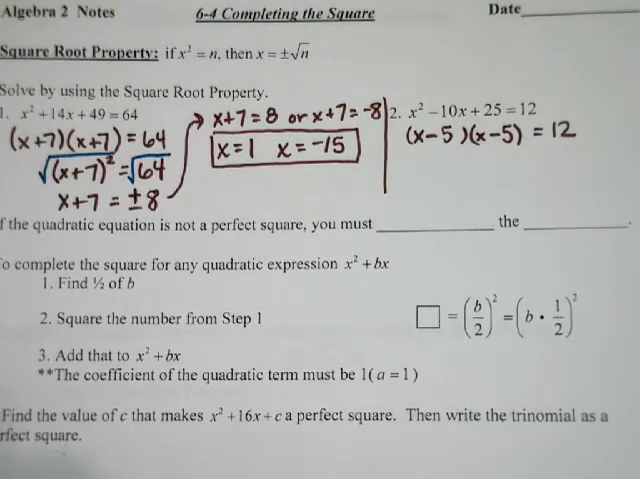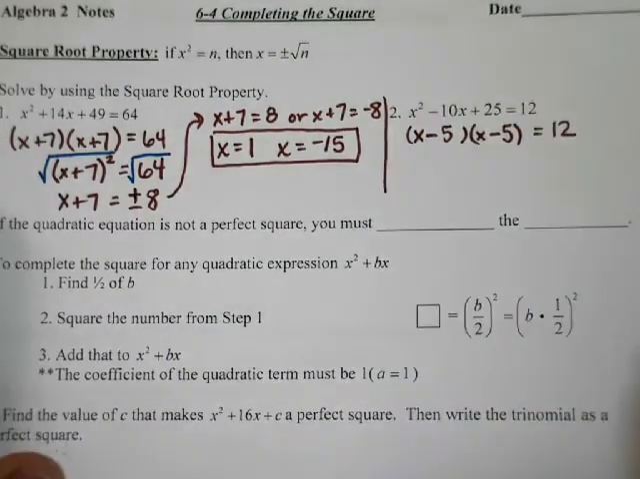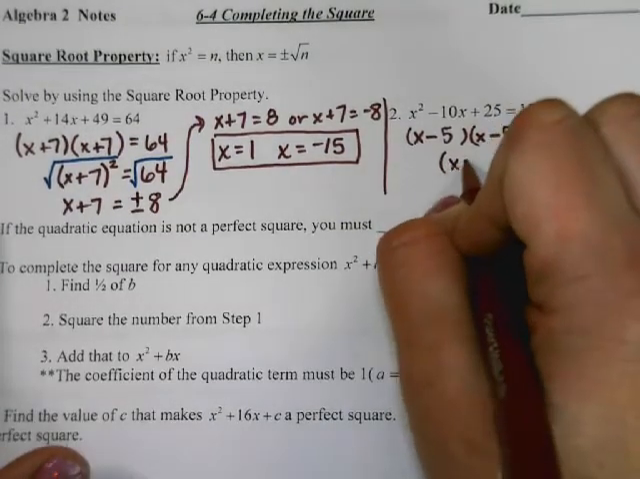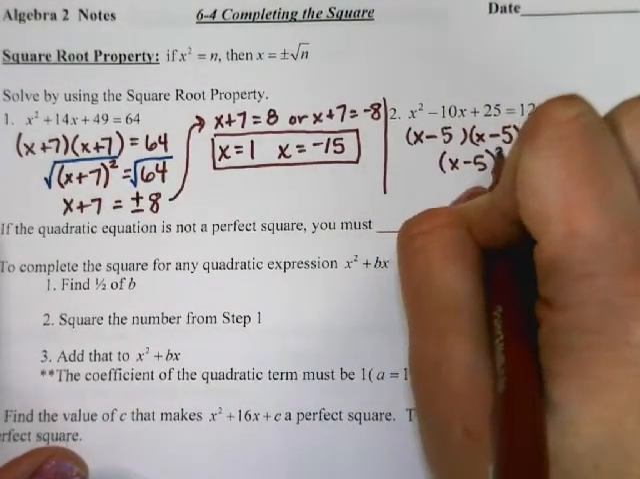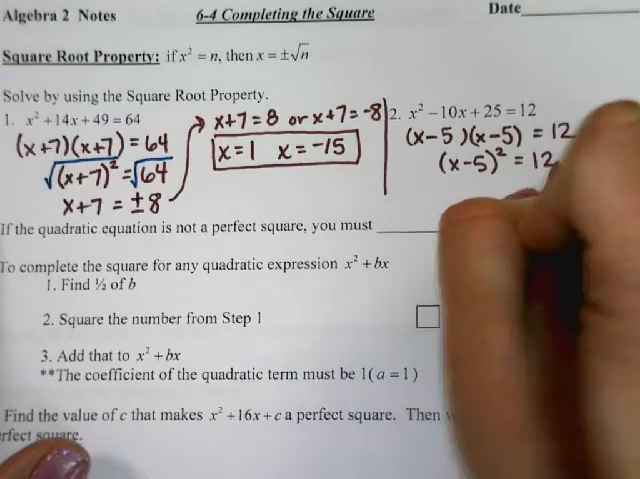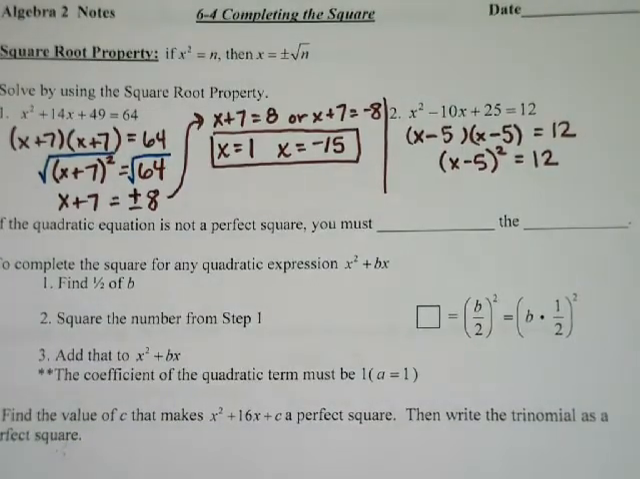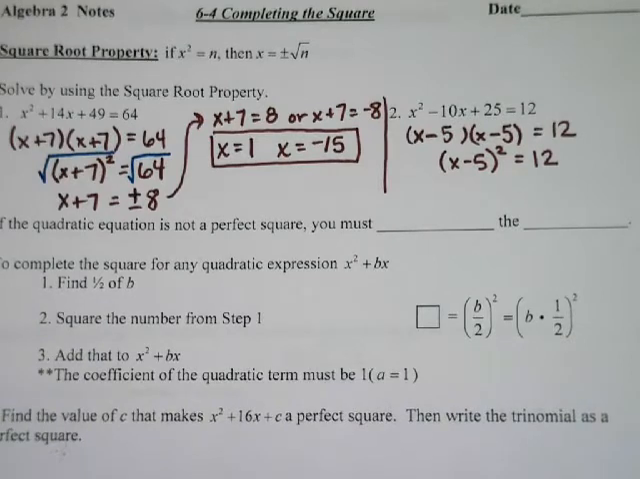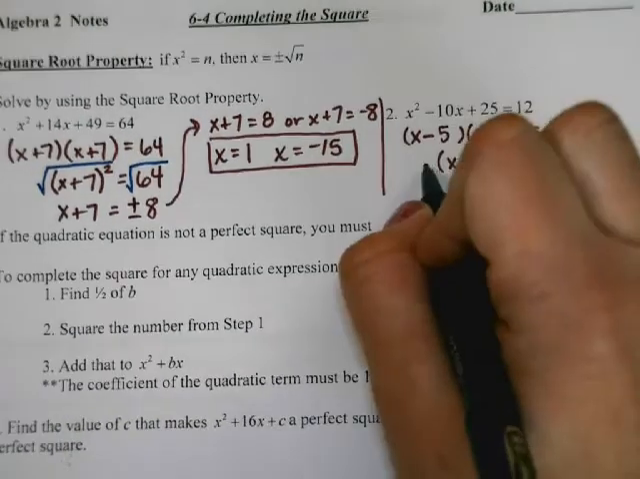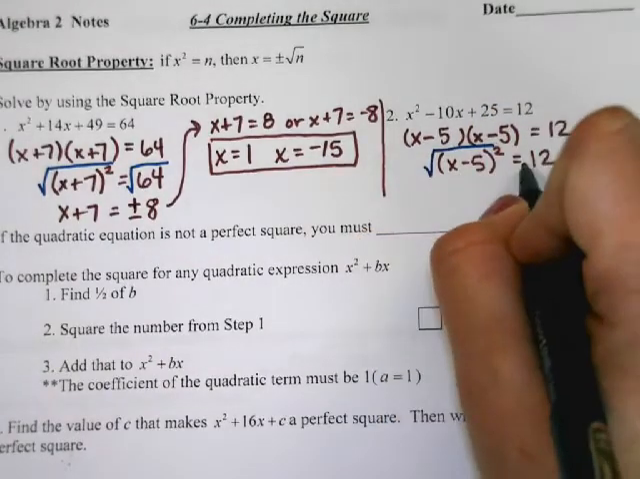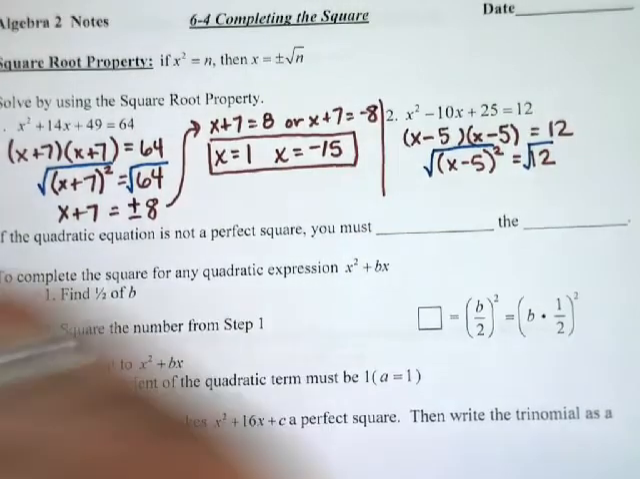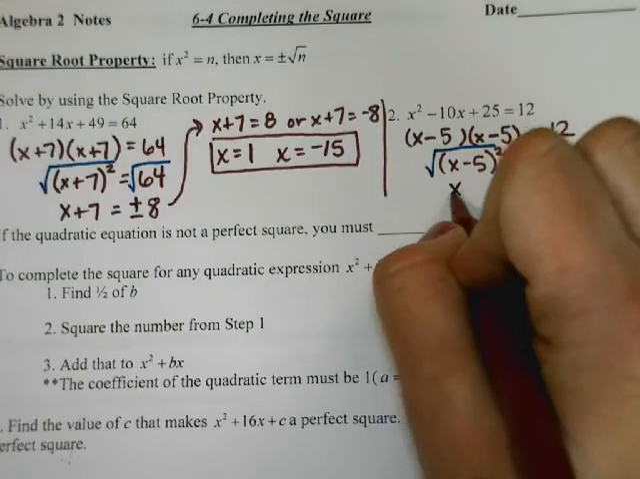Okay, I have two factors that are exactly the same. So I'm going to write it as x minus 5 squared equals 12. I want to undo the square, so I'm going to take the square root. Anytime you are the one taking the square root, you get a plus or a minus.